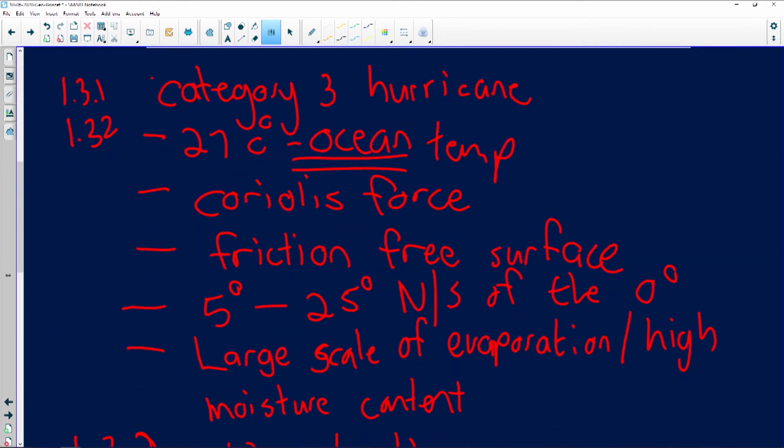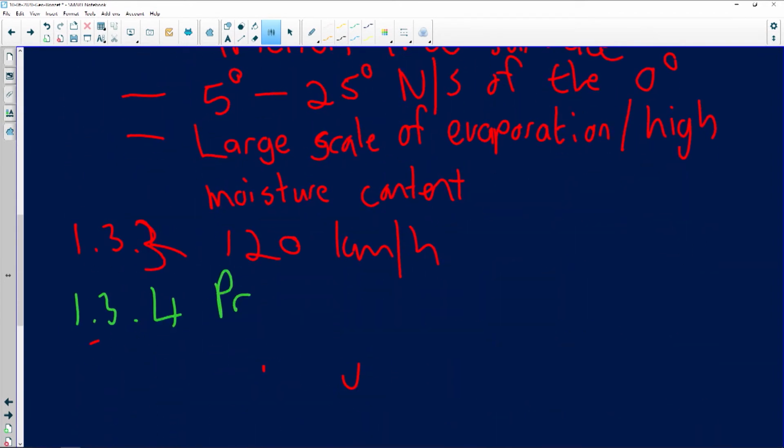So what can we say? The correct answer is the pressure decreases when you move away from the eye.